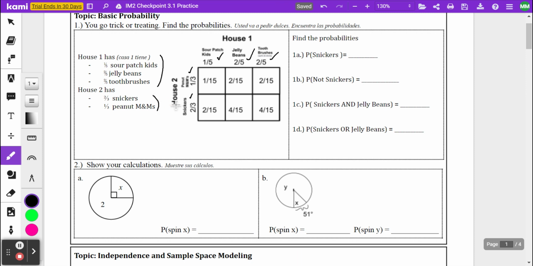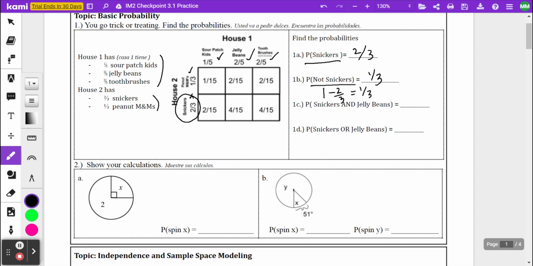What is the probability that you get some Snickers? Well, that probability is 2/3 because you're definitely going to both houses. And so 2/3 of the time you'll end up with some Snickers. 2/3. And the probability that you don't get Snickers, well, that would be 1 minus 2/3, which is 1/3.